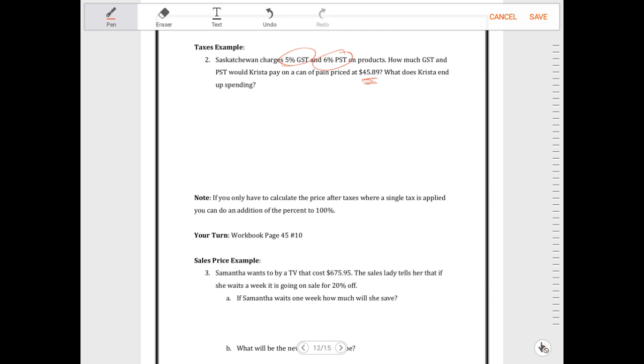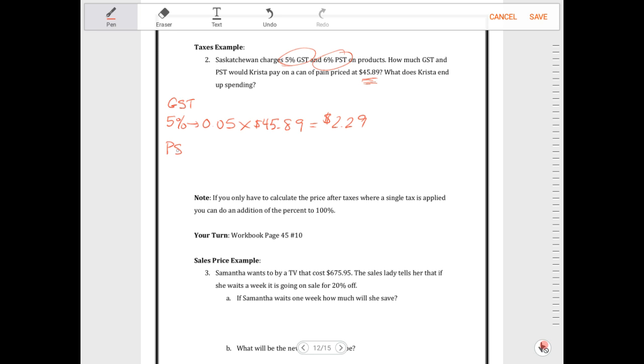So what you have to do is make a little heading here, GST. That's 5%, so we're going to change that to a decimal of 0.05, and we're going to times that by the 45.89. So our GST amount is $2.29. That's what the government collects in taxes, the federal government.